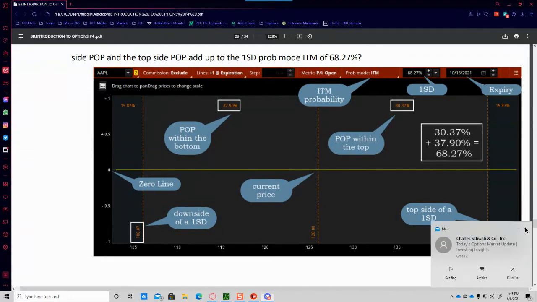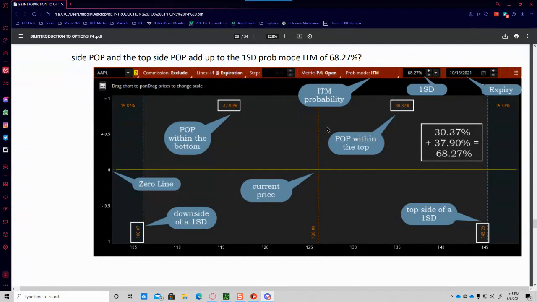So between now and October 15, Apple has a 1 standard deviation move up to 145 and down to 106. And it's going to stay inside of that range 70% of the time. Or another way to say it is it has a 70% chance of staying in that range. Or you could say it has a 30% chance of breaking out of that range, right? There's so many ways that we can say it, and they would all be representing the same thing.